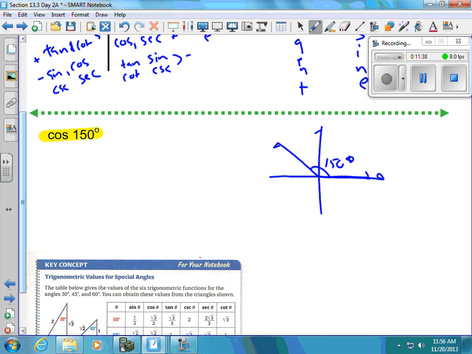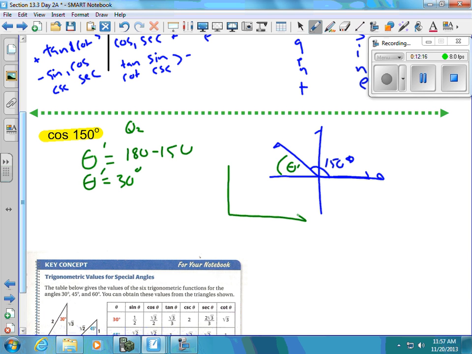Okay? That's 150 degrees. We don't have a 150 degree special triangle. But what we do have is reference angles. If we can find this reference angle right here, we can use that to determine any of the trig functions, in this case cosine of 150. The reference angle in this one is going to be, we're in quadrant 2, so 180 minus 150, or 30 degrees. So we're going to use a 30, 60, 90 triangle.